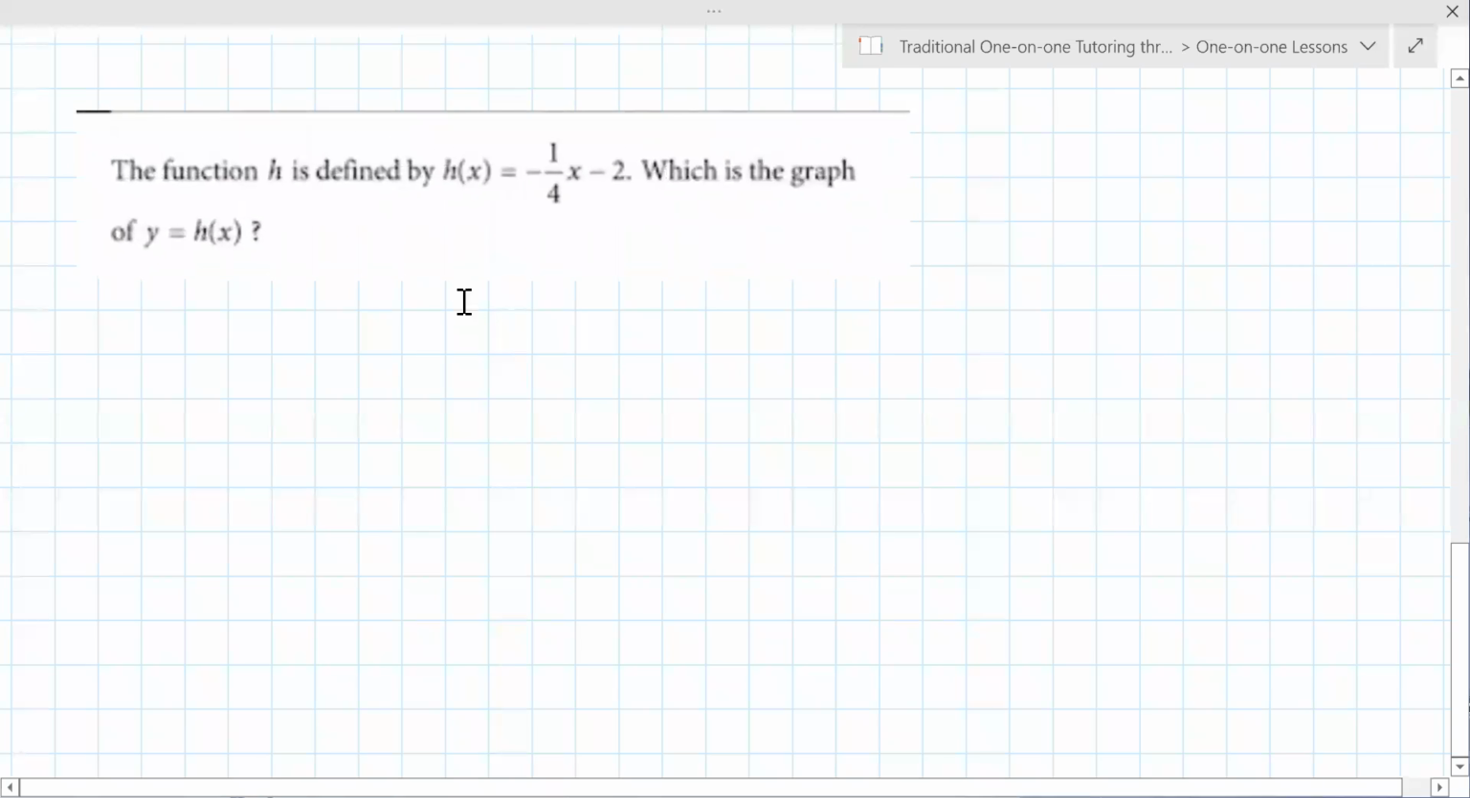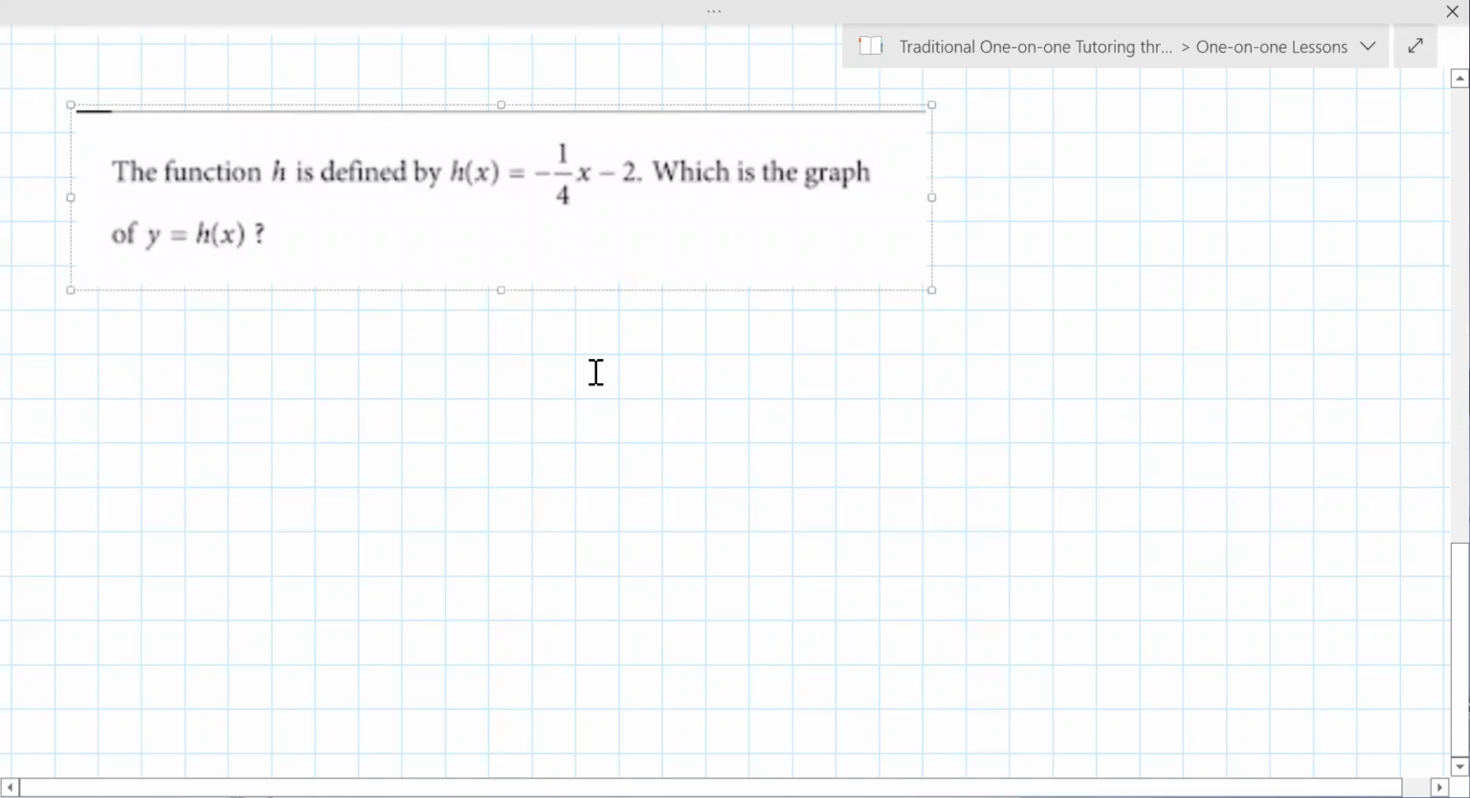All right, can you read this one out loud for us, please? The function h is defined by h(x) equals negative 1/4 x minus 2, which is the graph of y equals h(x). All right, so the first thing I want you to tell me is what is the slope of this graph?